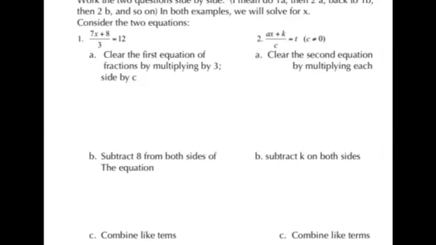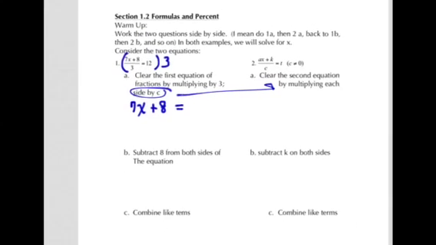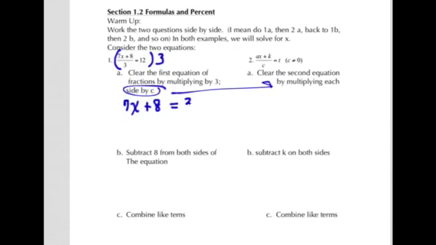Clear the first equation of fractions by multiplying by 3. That C is actually in the wrong place. This belongs over there. So we have to multiply both sides of this by what to clear the fraction? By 3. So on the left side, 7x plus 8 over 3. Hopefully you recognize by now that that would give us 7x plus 8. And on the right, it would give you 12 times 3, which is 36.